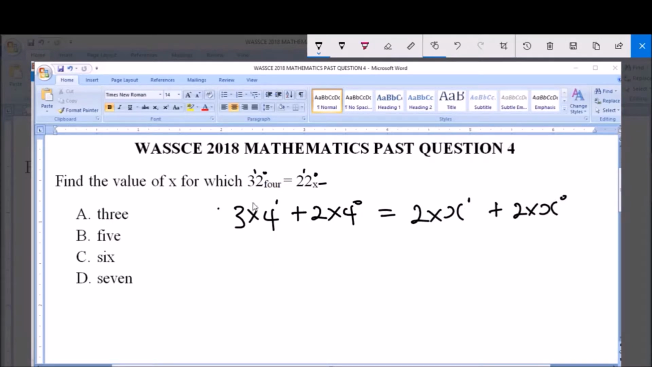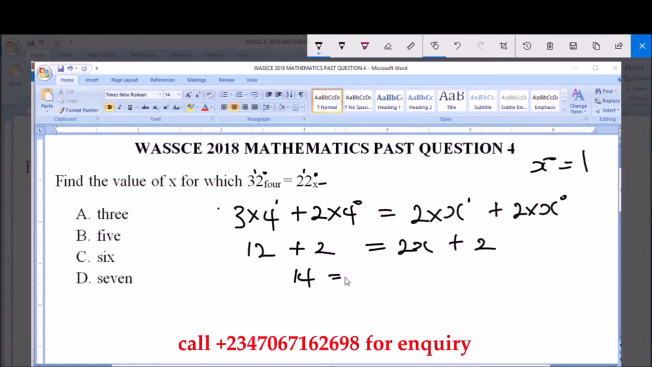Now from this we have that 3 times 4 will give us 12. Then 2 times 4 raised to the power of 0, which is the same thing as 1, so 2 times 1 is equal to 2. Now this is equal to 2 times x raised to the power of 1, which is 2x, plus x raised to the power of 0 is 1, because anything raised to the power of 0 is equal to 1. So 2 times 1 is 2. So from this we have that 14 is equal to 2x plus 2.